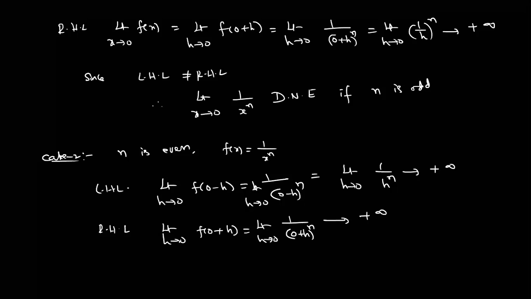So what are you observing? Clearly, the left hand limit is equal to the right hand limit. Both exist and they are equal. Therefore, what is the conclusion? The limit as x tends to 0 of 1 by x power n, what, dear students? It exists if n is even.